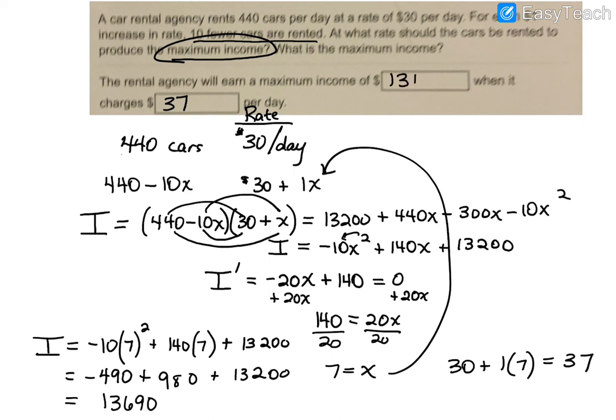$13,690. They never asked how many cars I would rent, but if they did, I just plug back into here, and you'd go 440 minus 10 times 7, which would be 70 cars. But they didn't ask for that in this case, so we'll stop there.